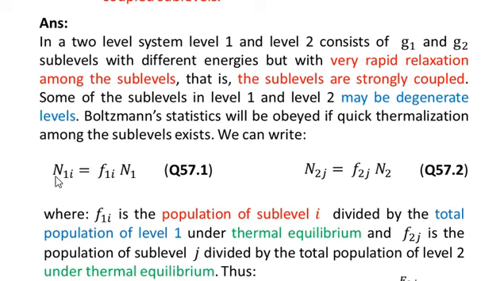We can write N1I is equal to F1I N1, as in equation number 1, and N2J is equal to F2J into N2. N1 is the total population of level 1. N2 is the total population of level 2. N1I stands for the ith sublevel, so N1I is the population of the ith sublevel of level 1. N2J is the population in the jth sublevel of level 2.